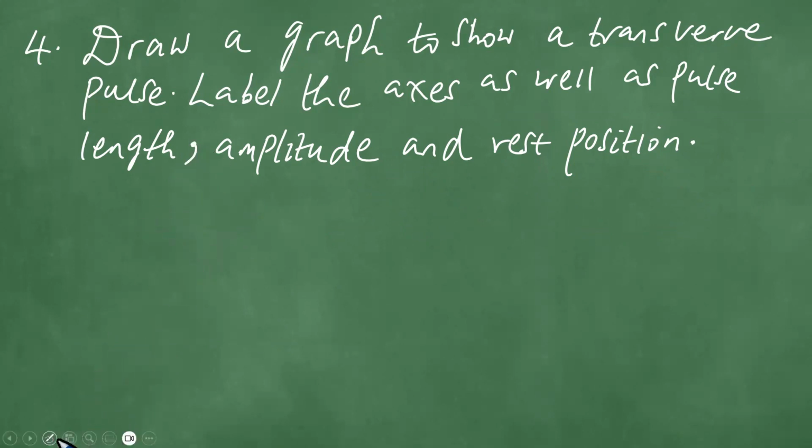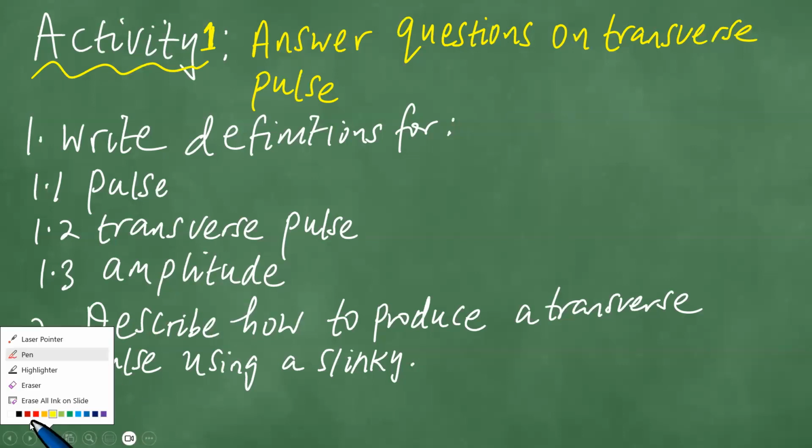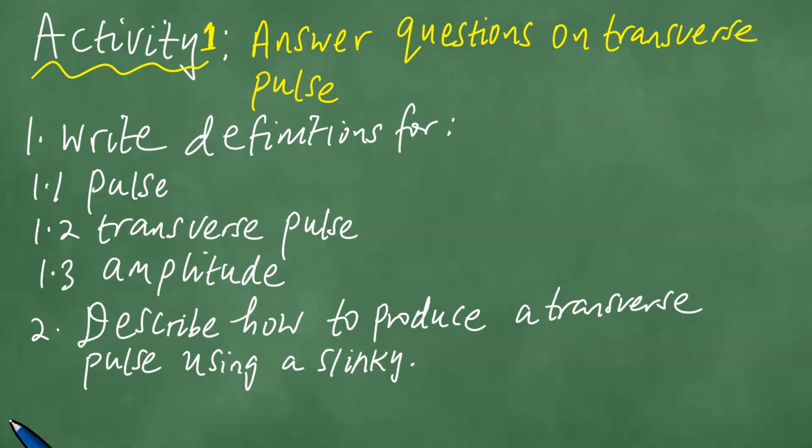Okay, so now let us write down the definitions of these. Okay, what do you think? Here is an activity. I'm calling it activity 1. Write down definitions for pulse. What do you think a pulse is? A pulse is a singular disturbance. Well done. It's a single disturbance. So a pulse is a single disturbance.